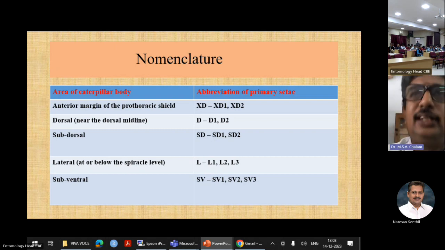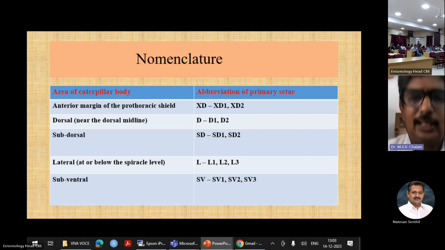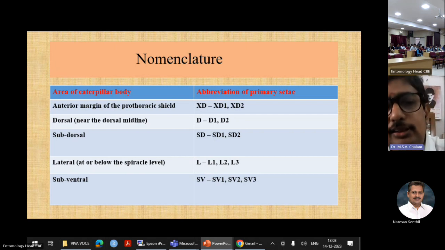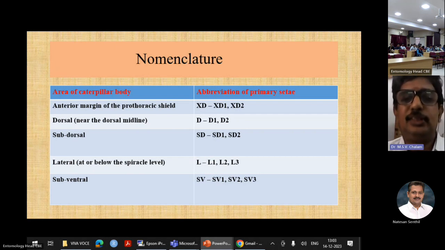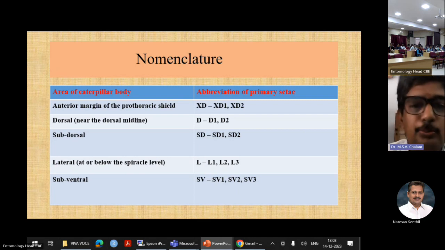So the position of the primary and secondary setae is highly constant. They are highly conservative. There will be absolutely no change with respect to the larva or the individual. So with these, that is XD1, XD2, D1 or D2, we have to describe or position the seta. Next one, please.